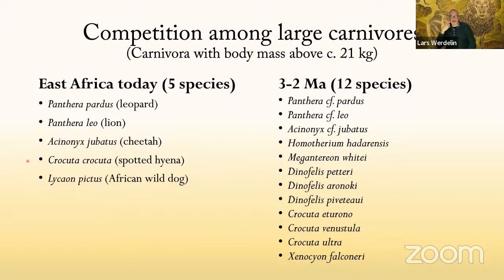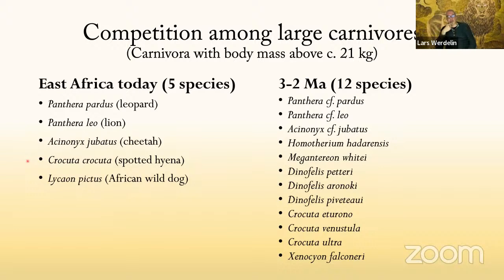Between 2 and 3 million years ago, there were 12 species. There were lions, leopards, and cheetahs, although not necessarily the modern species. That is not entirely clear. Then we had five species of sabretooths in this time period, including three species of Dinofelis. We had three species of spotted hyenas. And then we had a large canid, Xenocyon, that arguably is not related to the hunting dog of today.